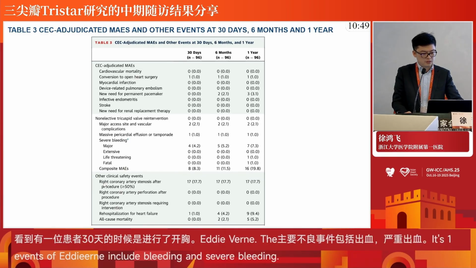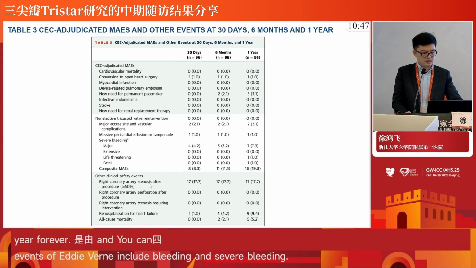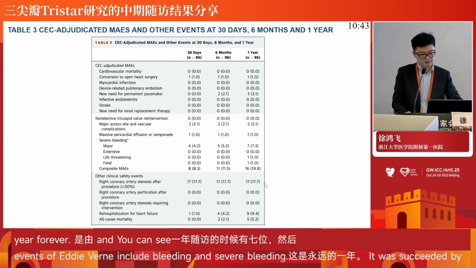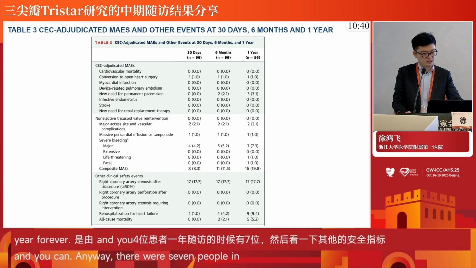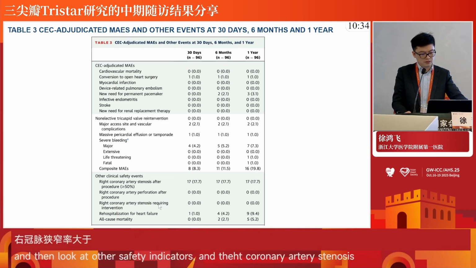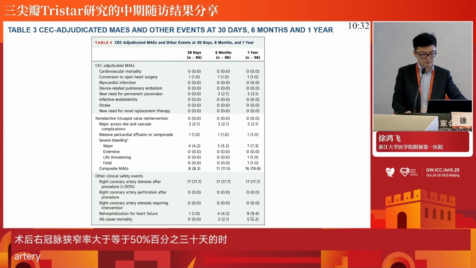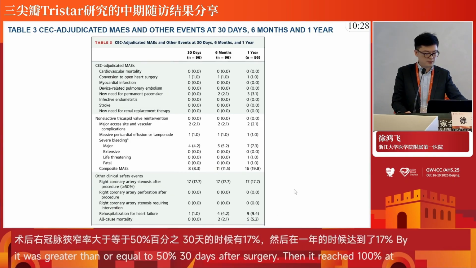And you can see the right coronary artery stenosis was quite common. About 17 patients got stenosis, but it was lucky that no patient required intervention. And the all-cause mortality was 5.2%.